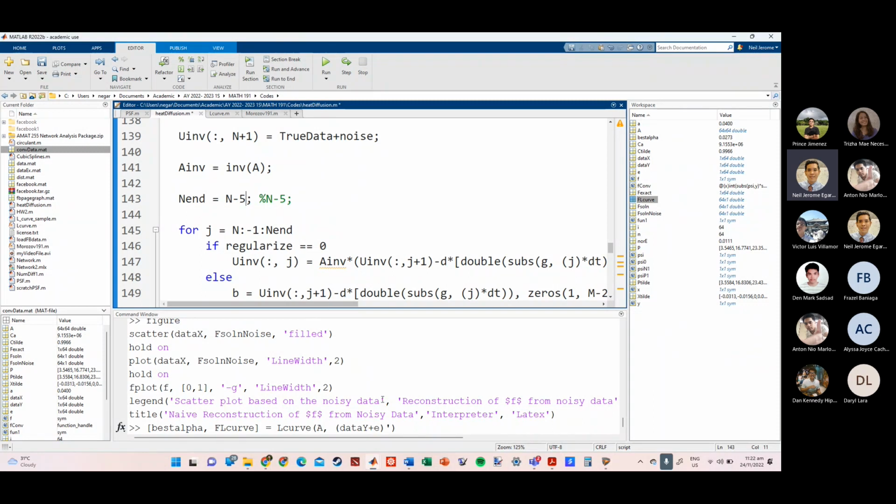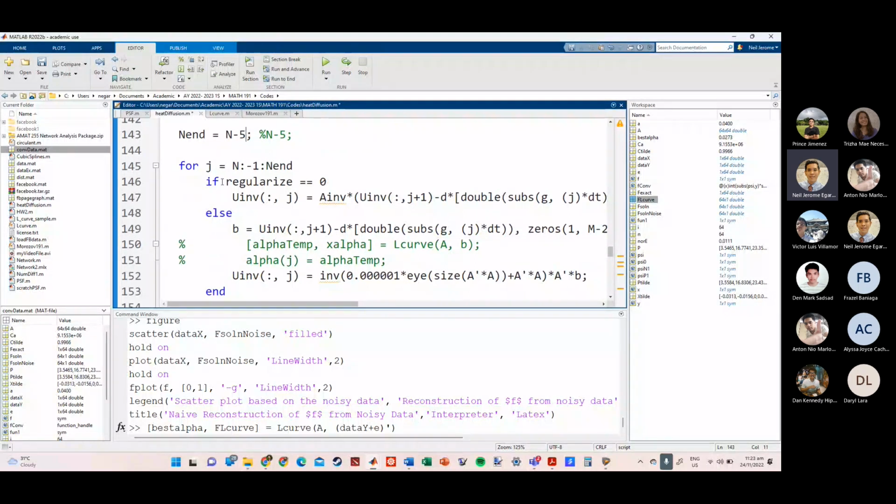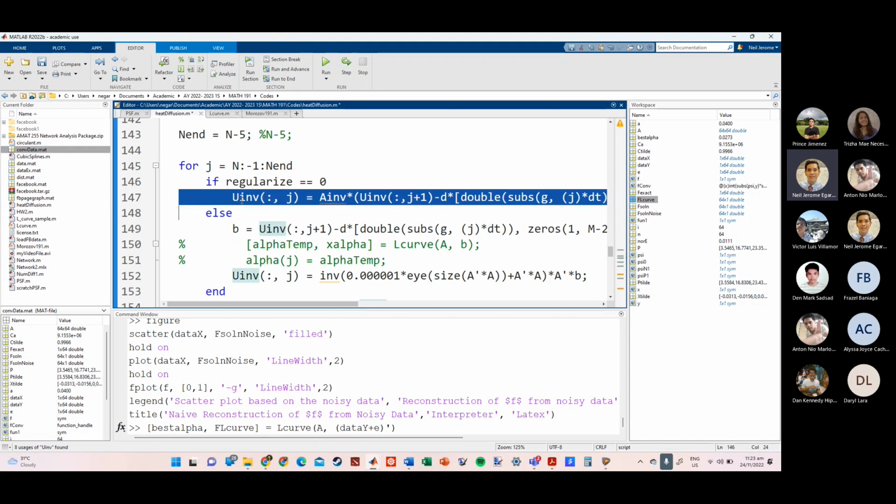Okay? Now, dun sa for loop, meron na itong dalawang options. Kapag yung regularize ay equal kay 0, baliktad pala yung sabi ko kanina. If you want to regularize, do not put 0. Yun pala yung nasa if-then ko rito. Kung ayaw mo mag-regularize, set regularize equal to 0. Because if that is the case, mababasa ni line 146, doon ako papasok sa line 147. Ito yung usual inversion, the naive reconstruction for the backward heat equation. Pero kapag gusto mo mag-regularize, put any value to regularize aside from 0.